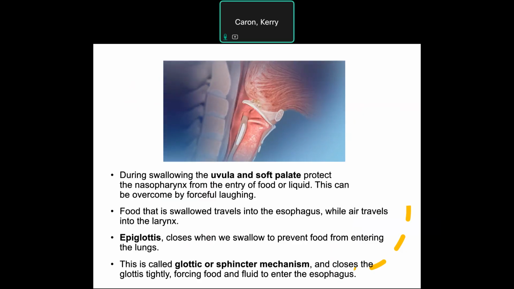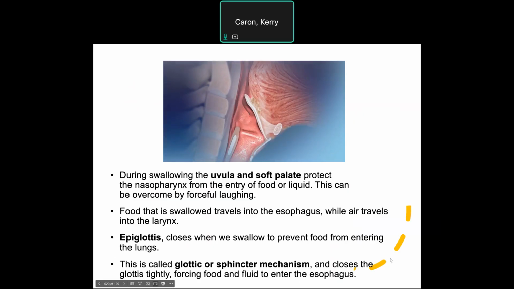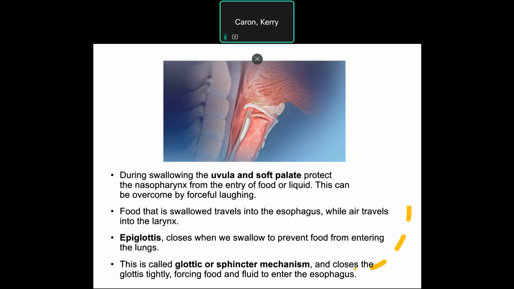Food normally, as in this animation, travels into the esophagus, and we want air in the trachea, food and liquid in the esophagus. And that epiglottis closes off the trachea so that we cannot get air or food or liquid down there. So the epiglottis closes when we swallow to prevent food or liquid from entering the lungs. And this is called the glottic sphincter mechanism. That glottis closes tightly, forcing the food to enter the esophagus.